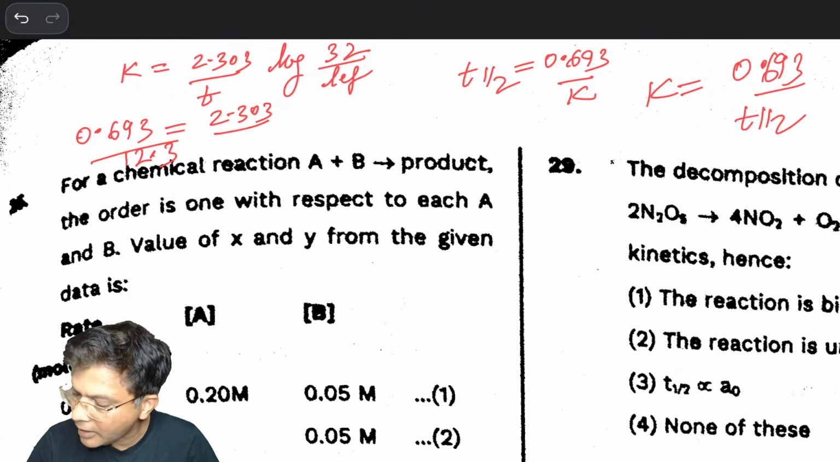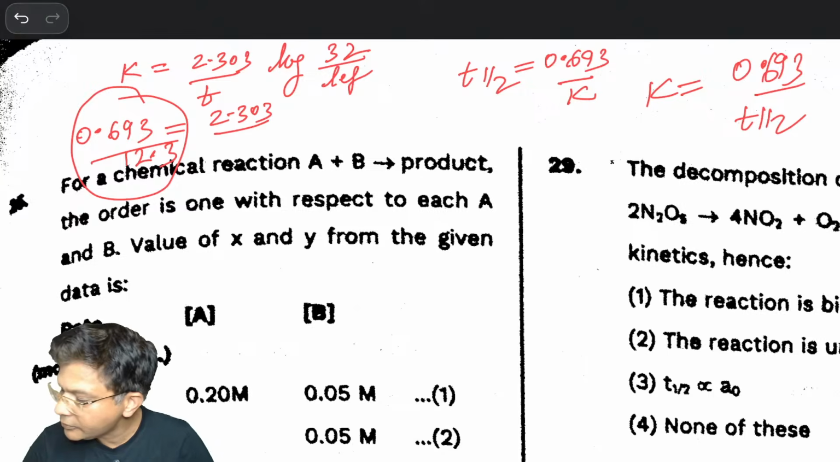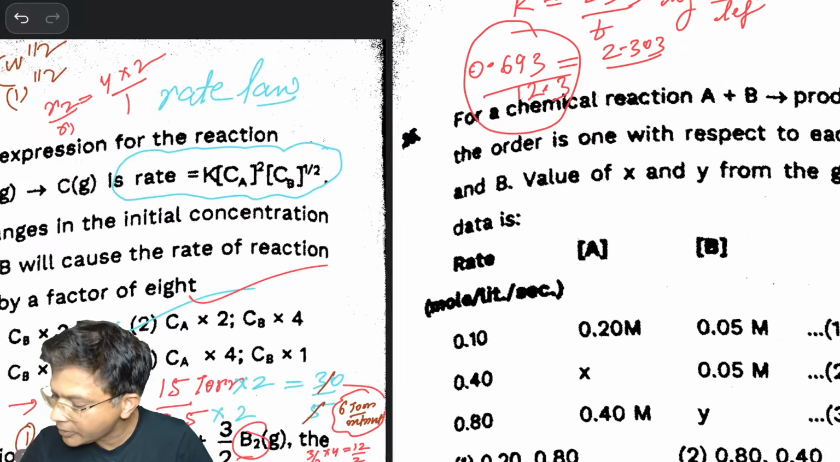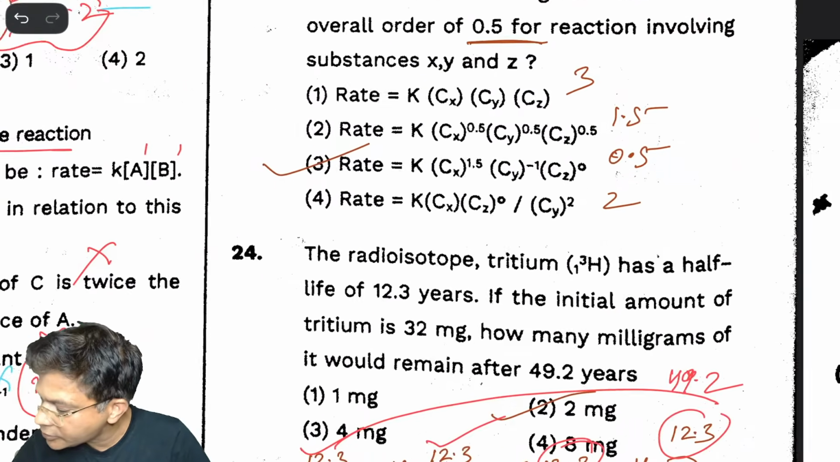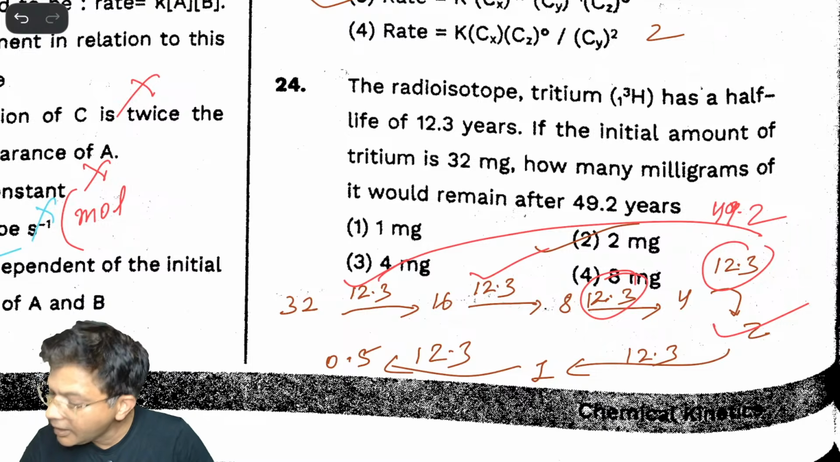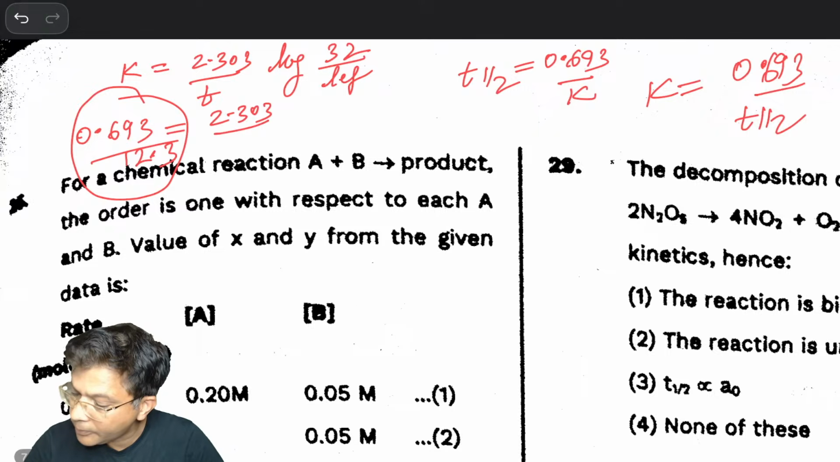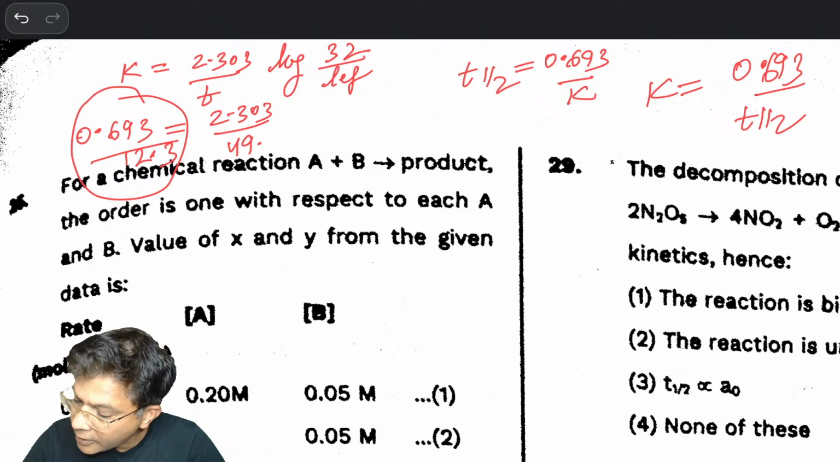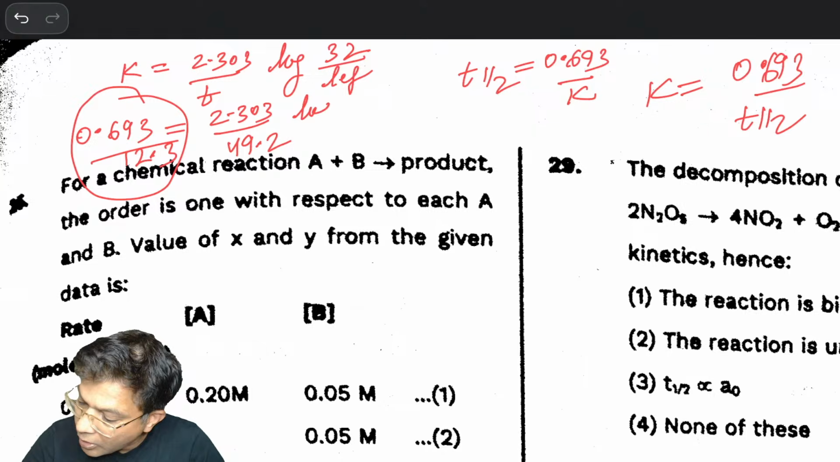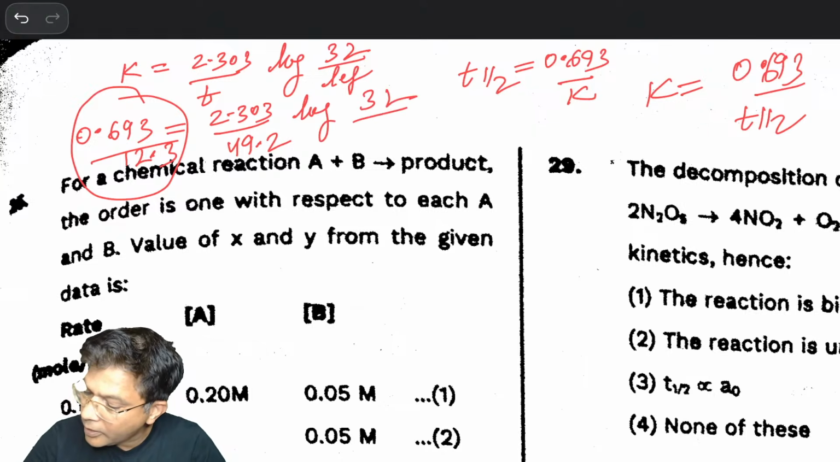T half is given. I have written over here, that is t half. I think I have written something wrong. Let's see the question. A t half is 12.3. So how many will remain? After 49.2 years, 49.2 years, log of 32 upon left part.